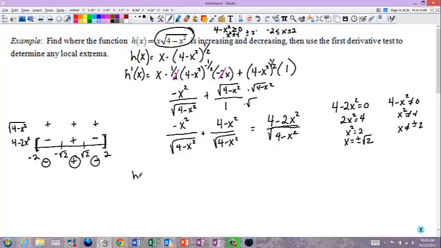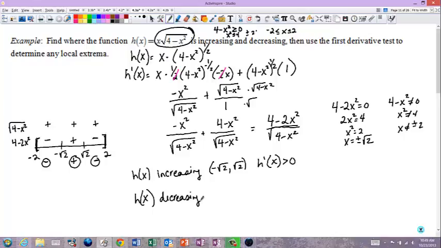So h of x is increasing between the negative square root of 2 and the square root of 2 because h prime of x is greater than 0. H of x is decreasing from negative 2 to the negative square root of 2 and from the square root of 2 to 2 because h prime of x is less than 0.